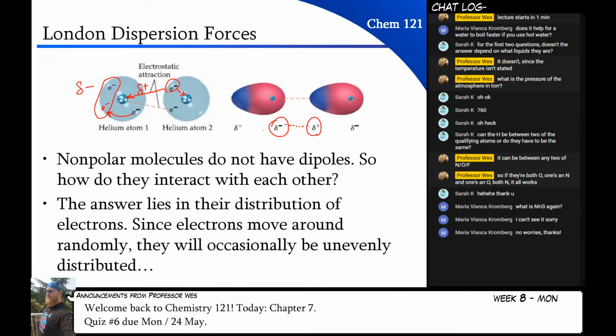So what ends up happening in this circumstance is that when you randomly distribute your electrons, sometimes they shuffle off to the side. That creates a temporary dipole. However, it is a dipole and it functions like any other dipole. It's just temporary. And because it's temporary, it only lasts for a little while and thus is weaker.